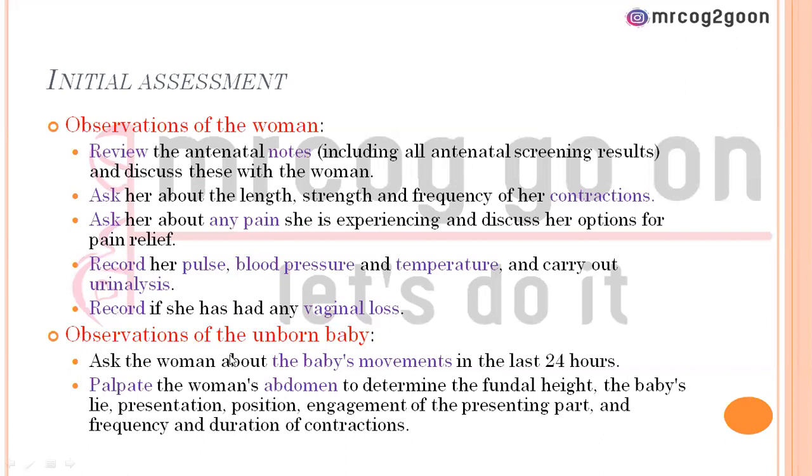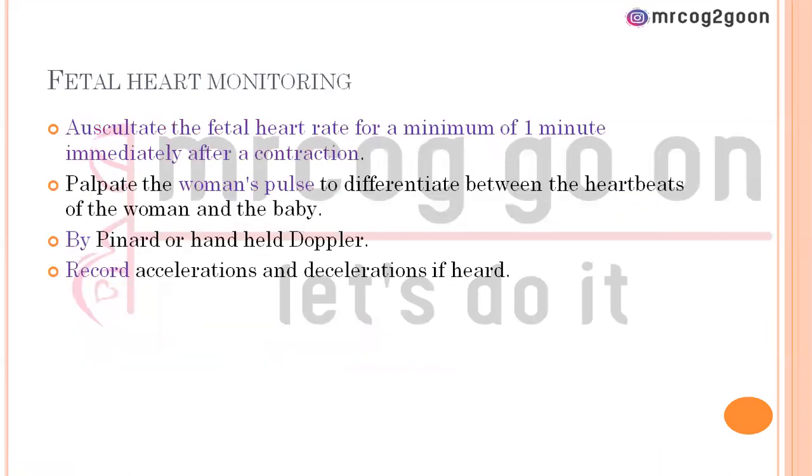For observation of the unborn baby, we have to ask about the baby's movement in the last 24 hours, and we have to palpate the abdomen to know the presentation, the lie, the position, the engagement, and the frequency and duration of contractions. We asked her, and we have to make sure with our own hands.